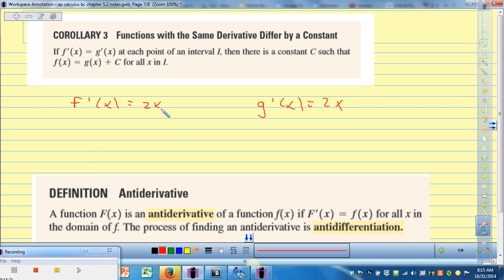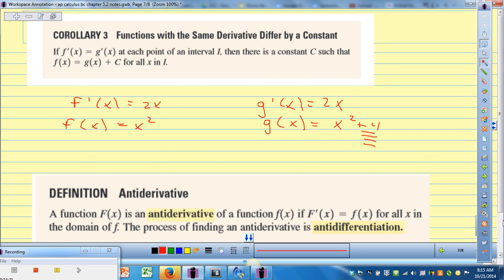Well, what did I start with to get a derivative of 2x? I started with x squared, so f of x could be x squared. And give me an example of what g of x could be to also get 2x as my derivative. Something different. Yes, yes. Or something very similar, but different by a constant. X squared plus 4 would do it. So just that simple difference of a constant would lead us to getting the same derivative for f and g.